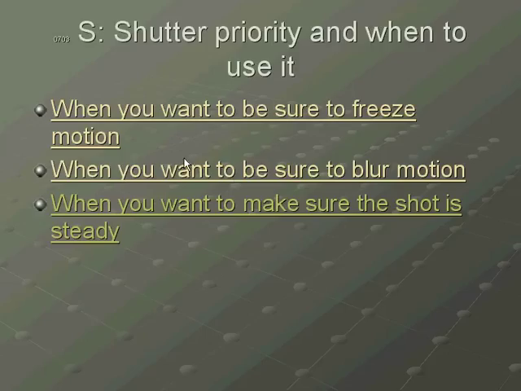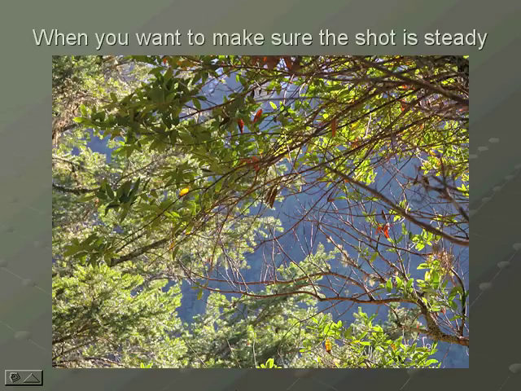And finally, you want to be able to use it to make sure that the shot is steady when you don't have a tripod. And here's an instance of that. We wanted to make sure that these leaves on this tree and this windy mountainside stayed nice and sharp, so we used a high shutter speed so that their fluttering in the wind wouldn't cause them to be blurry.